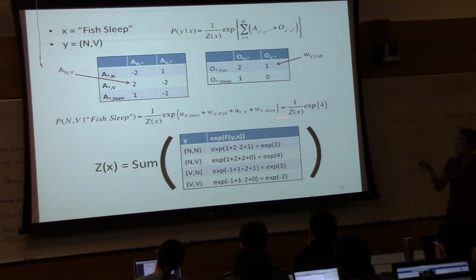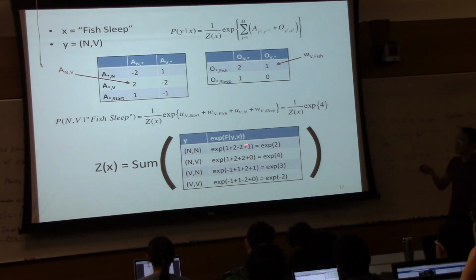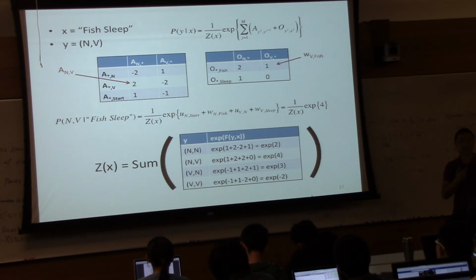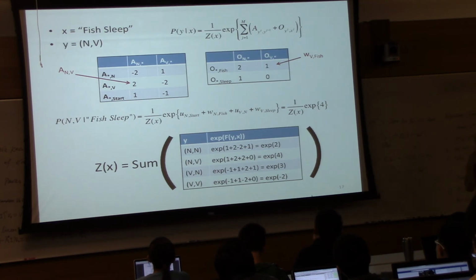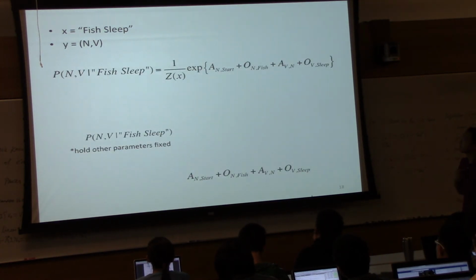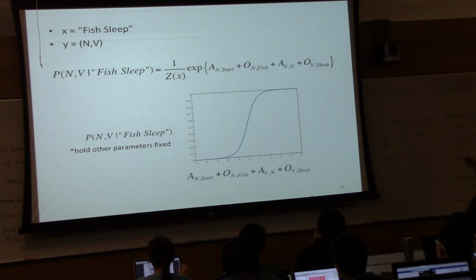And then you divide by summing over all possible sequences of length 2: noun, verb, verb, noun, etc. There are 4 such possibilities. So in a simple example, I can just exhaustively compute all 4, and you get about 0.6, 60%. If this is our scoring rule, and I hold all the other parameters fixed and increase the total score of these 4 parameters, then the probability of the sequence noun, verb, given fish sleep, behaves like this S3.